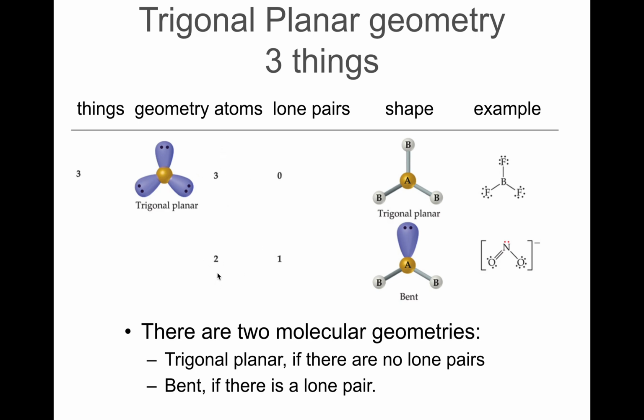If there are 2 atoms around the central atom and 1 lone pair, that's going to create still a trigonal planar geometry, but the shape is going to be called what we call bent. So here's that, and there's an example. NO2 is an example of a bent trigonal planar.